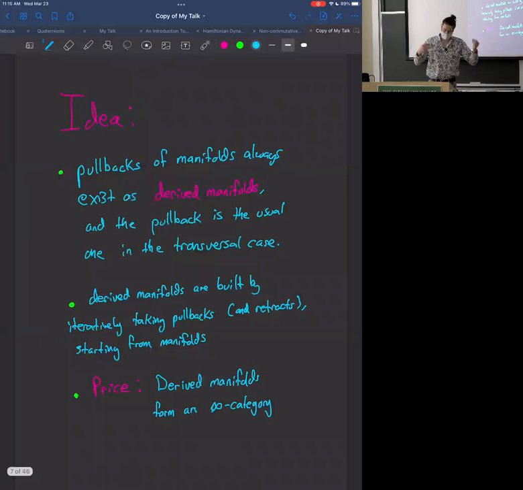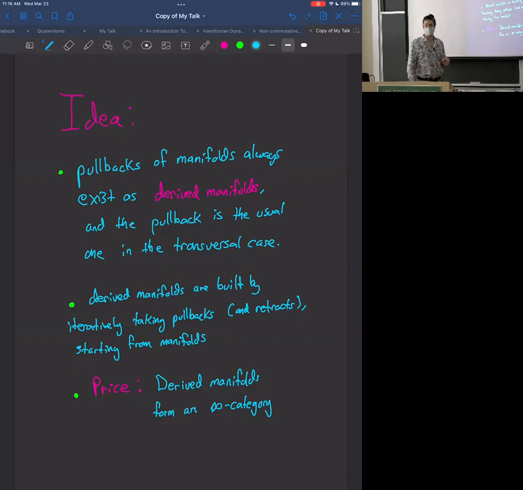So the main idea is derived manifolds are meant to fix this problem. I'm not telling you what they are yet, but I will. The idea is that you can form pullbacks of derived manifolds, any pullbacks you want. All manifolds are derived manifolds. And when you have transversality, you get the normal answer. Okay. And a general derived manifold is built by iteratively performing pullbacks and retracts. But there's a price to pay.